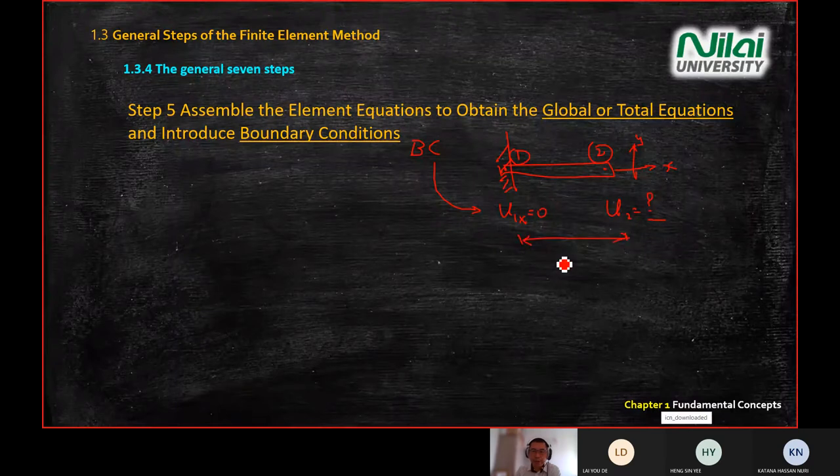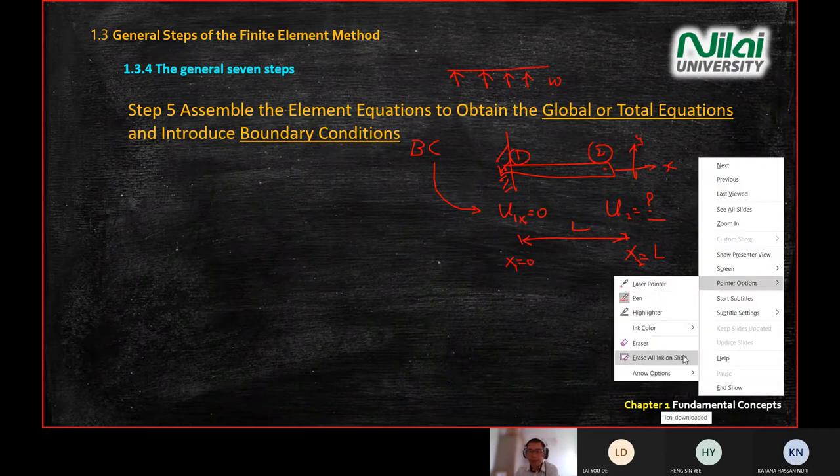And boundary condition also includes the distance. For example, this one is at x equal to zero if you measure from point one, and this is L, so x2 will be L. This is a boundary condition. Then you substitute inside the equation. So this is step number five. Step number five focuses on boundary conditions, any constraint that you have on the body, or any external force applied, then you substitute inside the equation. In the stress analysis, you learned about distributed force and all this. We will look into more detail in the following chapter. Currently, it's just a general idea of what is happening in the FEM.